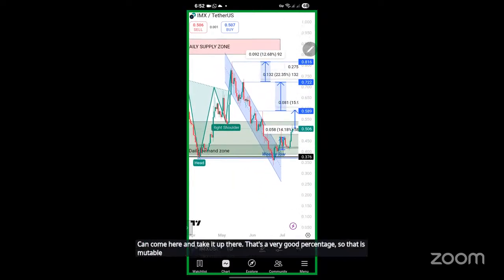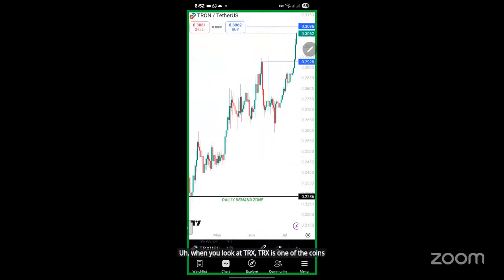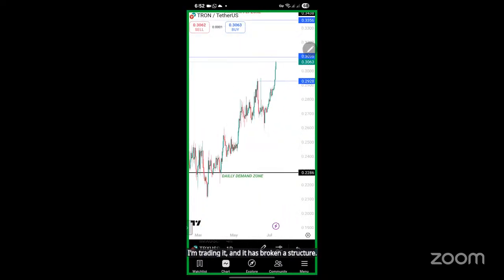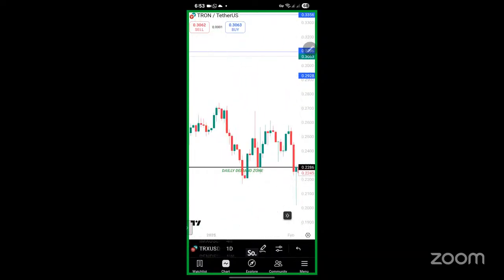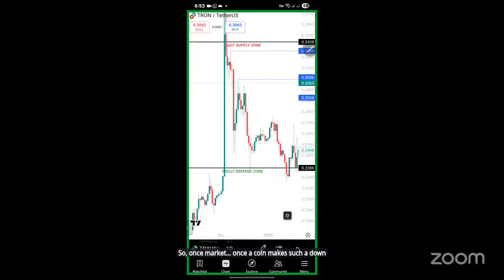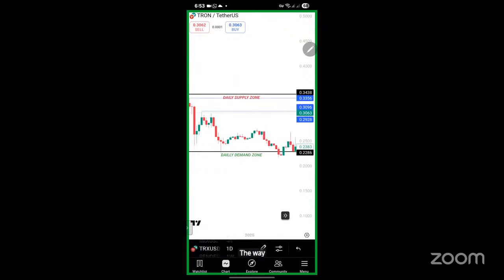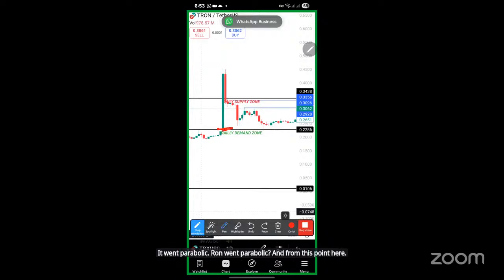It is one of the coins. TRX is one of the coins I'm trading and it has broken a structure. Once a coin makes such a downward trend, the way it did here, this coin, as it went up, went parabolic. Tron went parabolic, and from this point here up to here, it left a fair value gap.